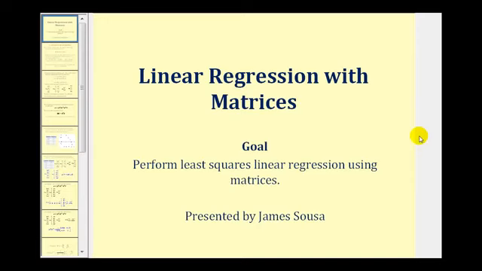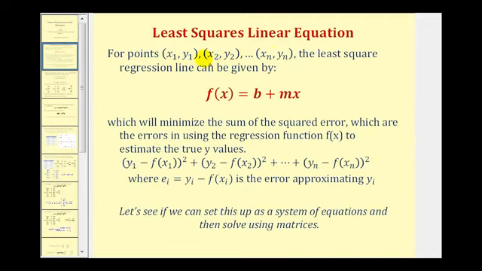Welcome to a lesson on performing least squares linear regression using matrices. If we're given points as labeled here, the least squares regression line can be given by f(x) = b + mx, where b would be the y-intercept and m would be the slope of the line, and this will minimize the sum of these squared errors, which are the errors in using the regression function f(x) to estimate the true y values.